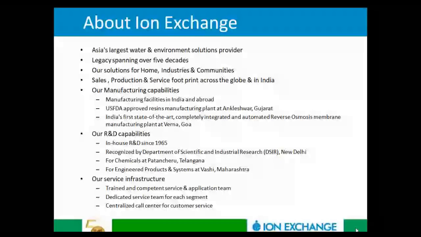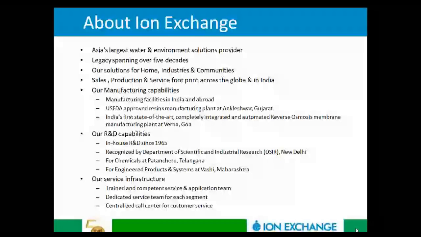This is backed by our R&D, which has been operational since 1965, which is recognized by the Government of India, the Department of Science and Industrial Research. We have two R&D facilities, one for chemicals in Central India at Hyderabad, and for the engineering service, we have it in the suburbs of Mumbai, Maharashtra, where we have a research center for engineering products and for the LabQ, the microbiology lab.